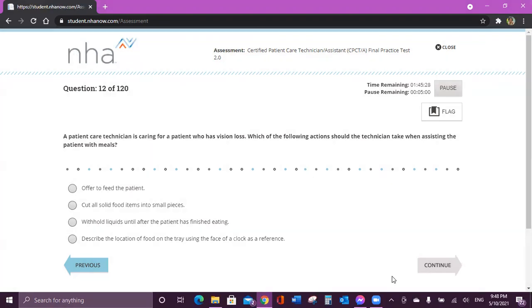A patient care technician is caring for a patient who has vision loss. Which of the following actions should the technician take when assisting the patient with a meal? Offer to feed the patient, cut off solid food into small pieces while waiting on liquid until after the patient has finished eating, describe the location of the food on the tray using the face of a clock as the reference.